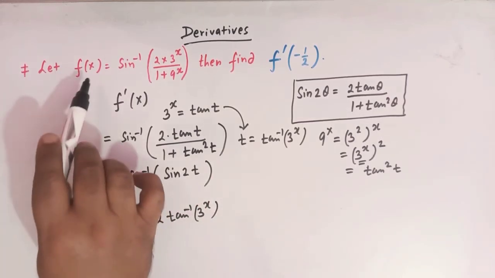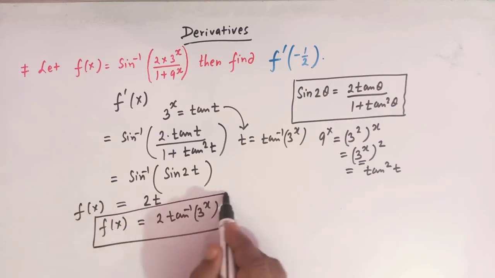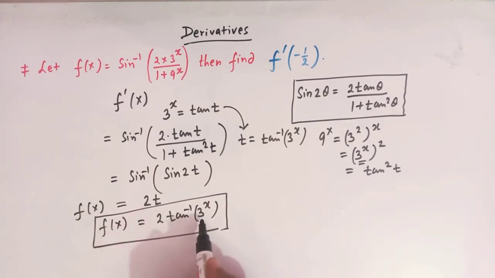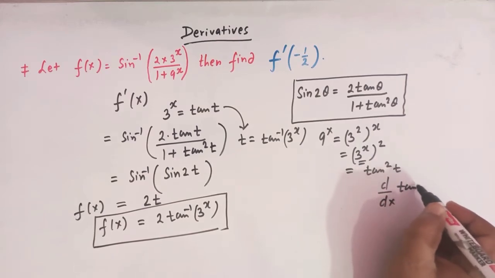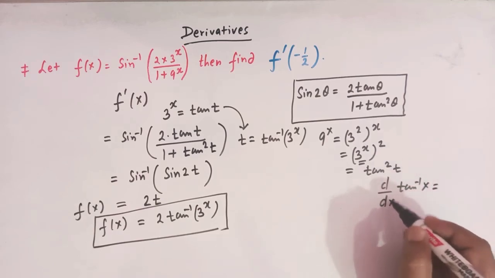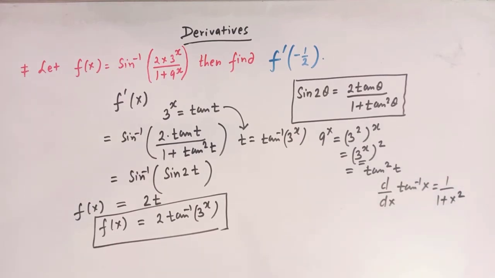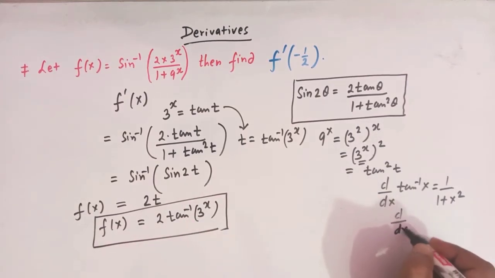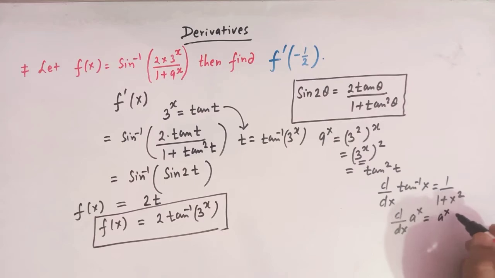So now we have the simplified version of this function, and now we can easily differentiate it. Here we know the derivative of tan inverse x, and we have to use this result: the derivative of tan inverse x is equal to 1 over 1 plus x square. Moreover, we also have to apply the result that the derivative of a raised to x is a raised to x times log of a.